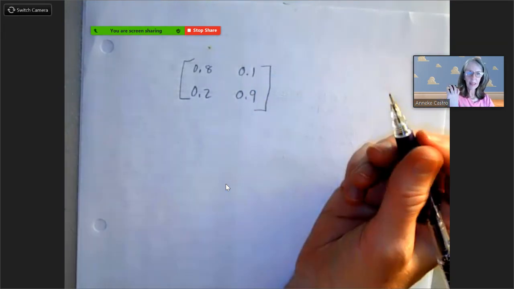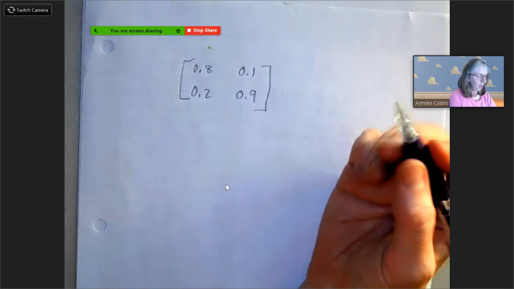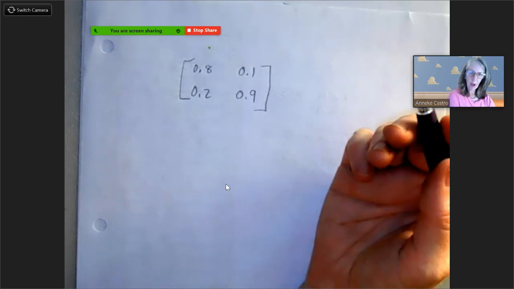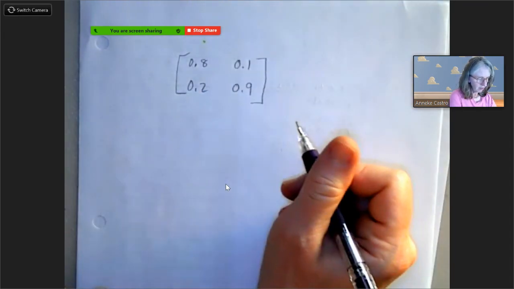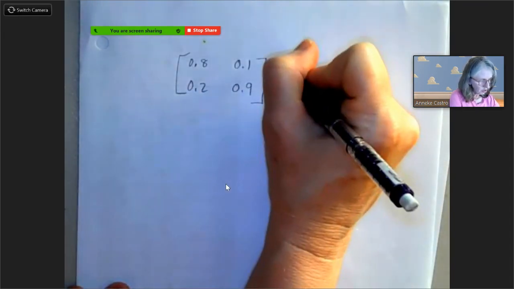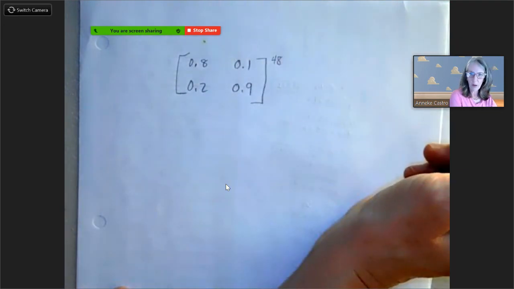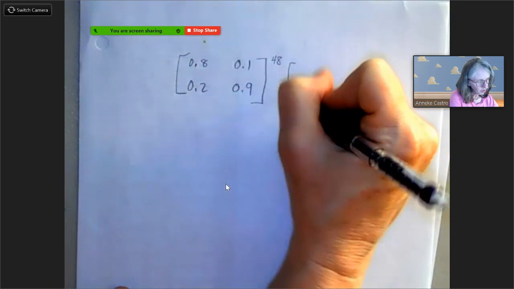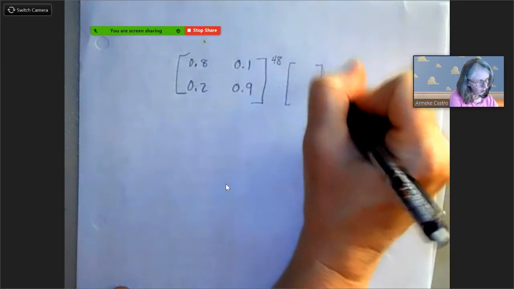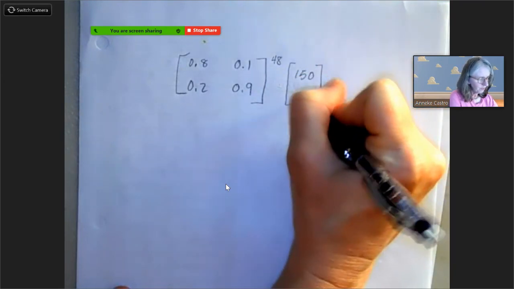and let's say I want to transform my original population 48 times, because we said we're going to do it for 48 hours, and see what happens to the population. I can do that by just taking the transformation matrix and raising it to a power, the power of 48, and then multiplying it by my original population. Let's go with 150 of each.